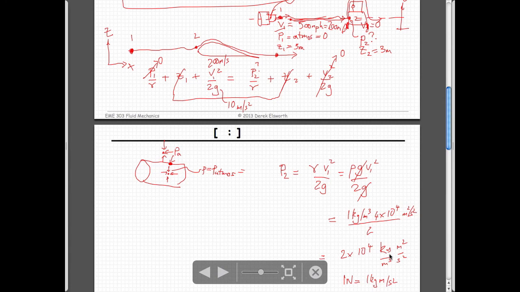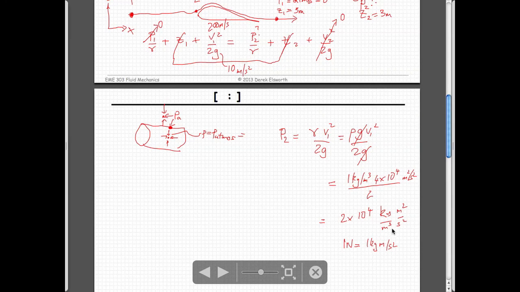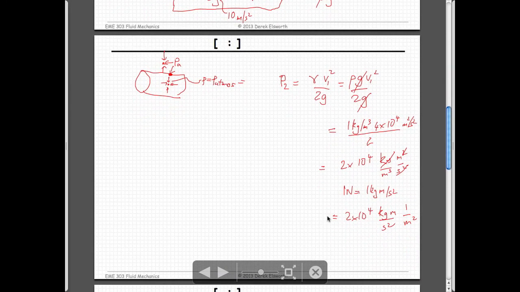Yeah, so it should be newtons per meter squared, right? So, yes, okay. So in other words, this is kilograms, yeah, right. So 2 times 10 to the 4, so it should be pressure. It should be kilogram meters per second squared, over meters squared, right? So we're left with meters over meters cubed, which is 1 over meter squared. So it's the right units, so you can check the units.